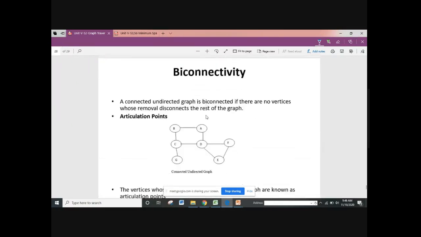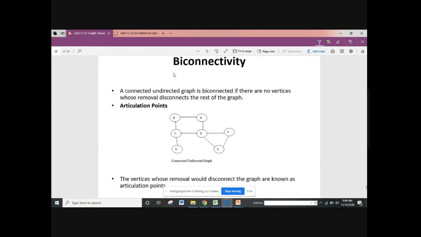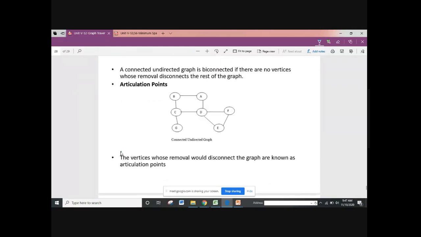And the next topic is biconnectivity. Biconnectivity means a connected graph, see, this is a graph, all are connected to one another, and there are no vertices whose removal disconnects the rest of the graph. For example, see here. If I take out D, how will F and E be connected? It cannot be connected, right? It stands single.